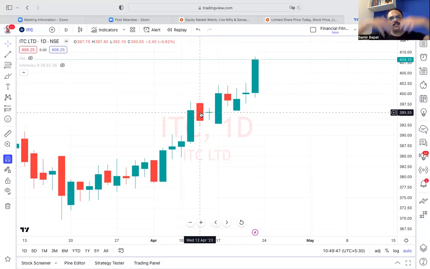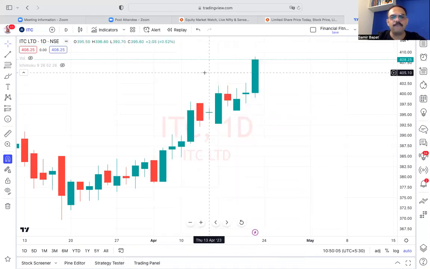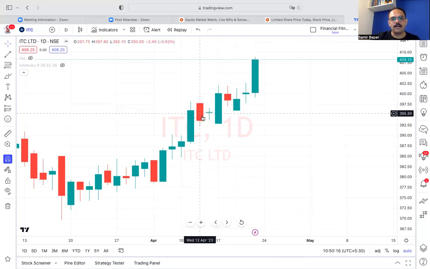Since 400 years ago he had access to black and white pencils only, the convention followed at that time was that if the close was higher than open, he would make a white candle, and if the close was lower than open, he would make it black. So that was the black and white era.